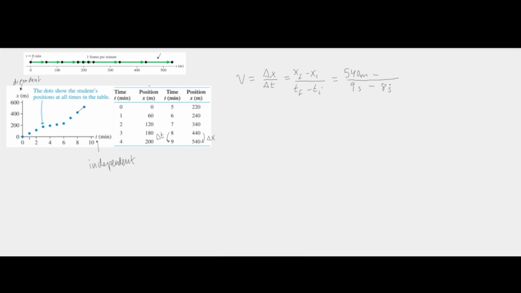And my initial position was 440 meters. When I do the simple math there, 540 minus 440 is 100 meters over 1 second. And we can then look at this and say, well, what is this? It is the velocity. So the velocity for this period of time, v equals 100 meters per second.